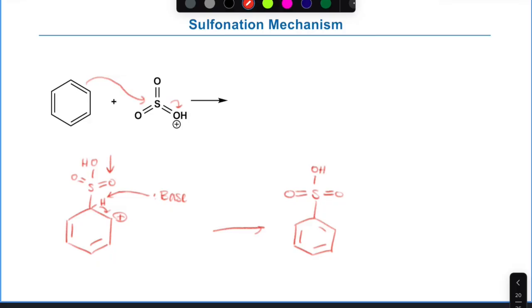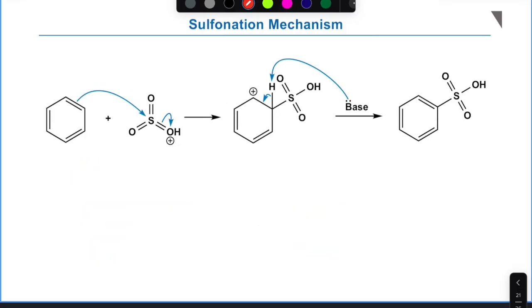Any questions so far? Pretty straightforward. All right, mechanism drawn nicer. Again, use these lone pairs or the pi electrons attacking the electrophile, form the sigma complex, and then re-aromatizing.